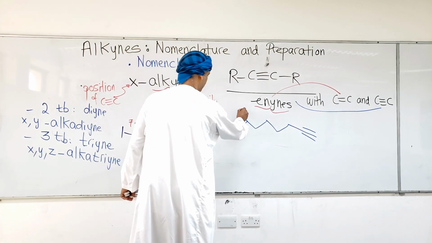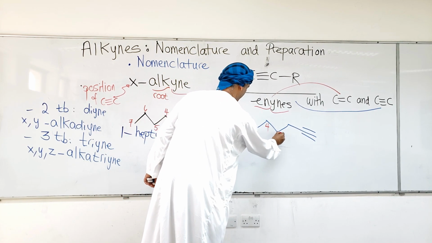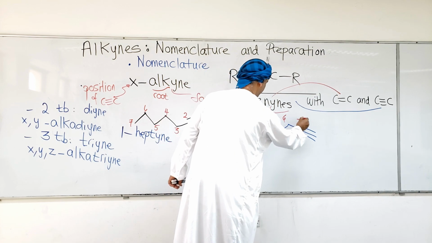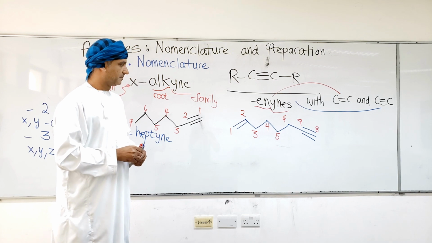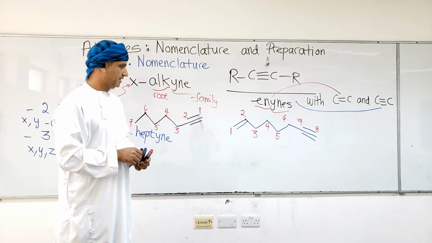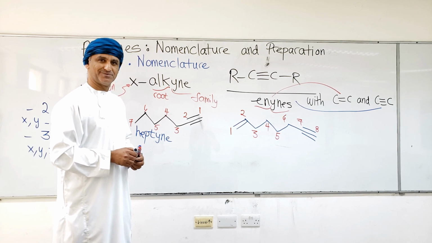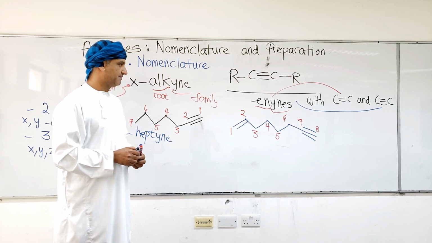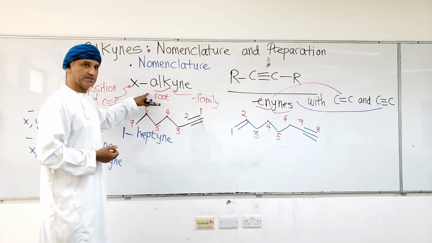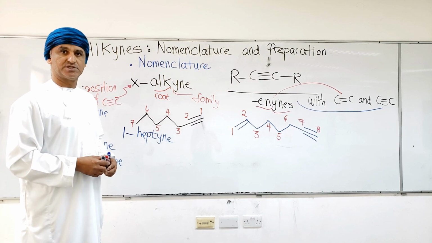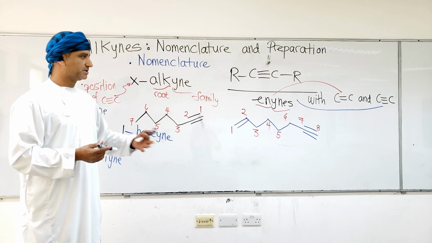So 1, 2, 3, 4, 5, 6, 7, 8. So the carbon-carbon double bond is at position 1. The carbon-carbon triple bond is at position 7. And the root alk, remember, alk is the root. Alk, in this case, is oct. So it's oct-ene-yne. But where do we put the numbers?